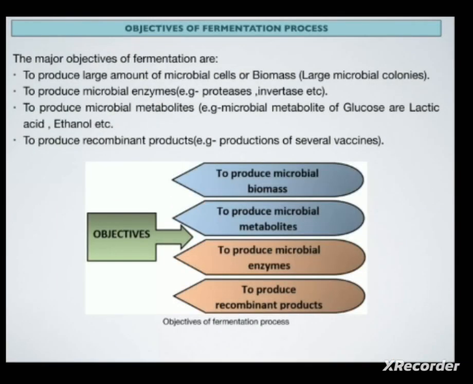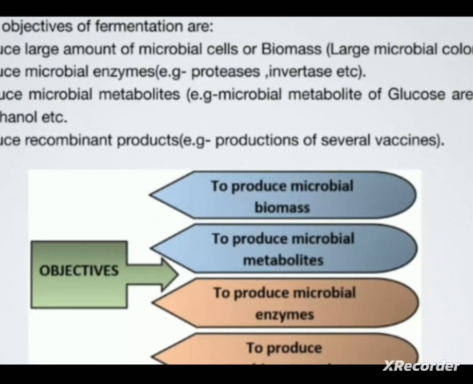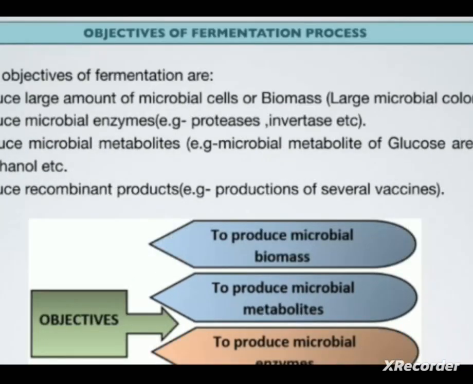Then coming to the objectives of the fermentation process. The major objectives of fermentation are to produce a large amount of microbial cells or biomass, large microbial colonies, and to produce microbial enzymes such as protease and invertase enzymes, and to produce microbial metabolites such as glucose, lactic acid and ethanol.